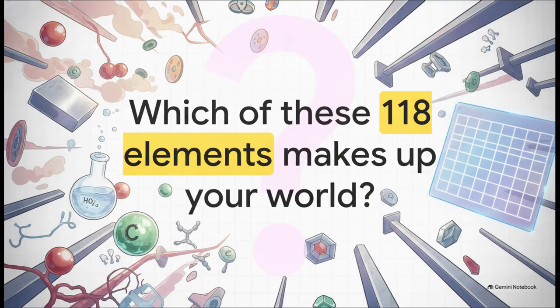Which brings us to a really provocative question to conclude with today. Which of these 118 elements makes up your world? Think about it. The air you breathe, the architecture around you, your own biology. It is all cataloged right there within this beautifully organized grid. The periodic table isn't just some dusty inventory. It's the fundamental mathematical order of nature itself, beautifully visualized.